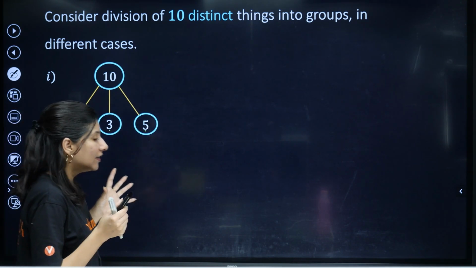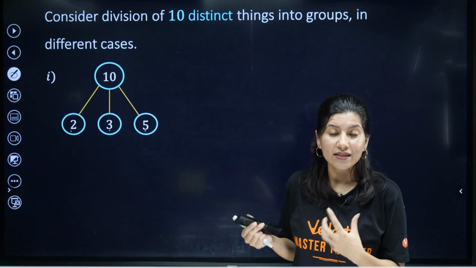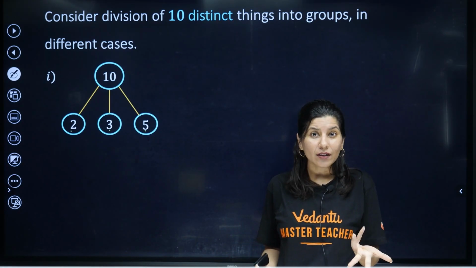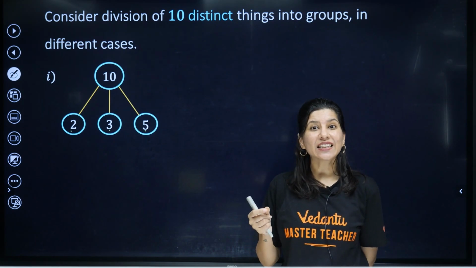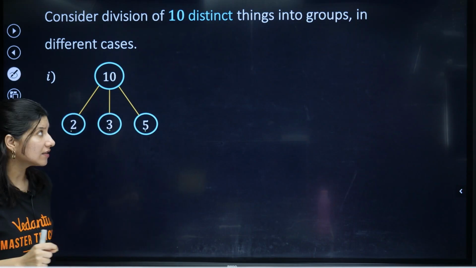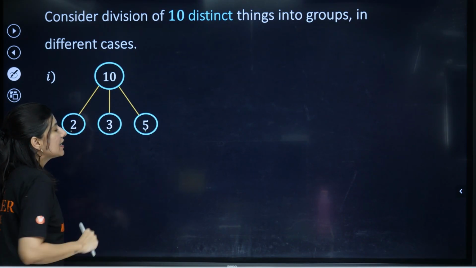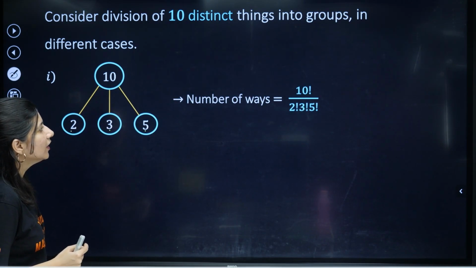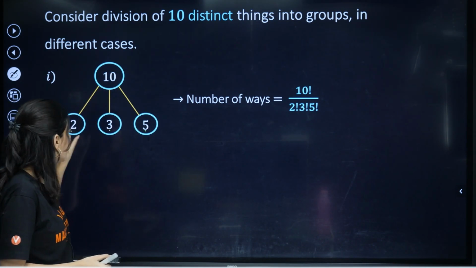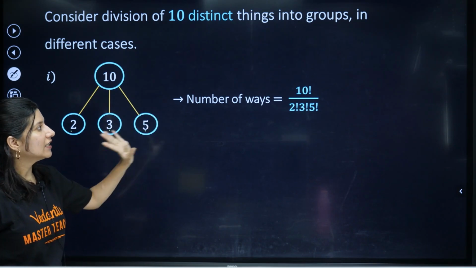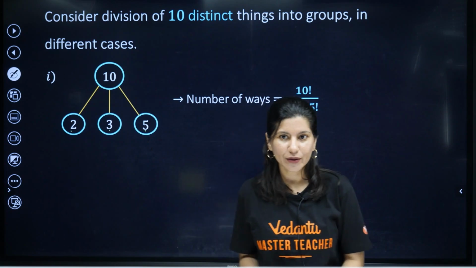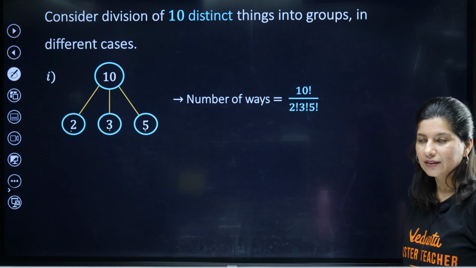So basically dividing 10 distinct things. This is division basically. Division, you can call it division, grouping or bundling. Okay. So dividing 10 things into 3 groups, wherein one group has 2 things, another has 3 things, another has 5 things. That can be done in 10 factorial upon 2 factorial, 3 factorial, 5 factorial. And understand these are unequal groups, right? Unequal groups ka this is the formula. I hope that this is clear.